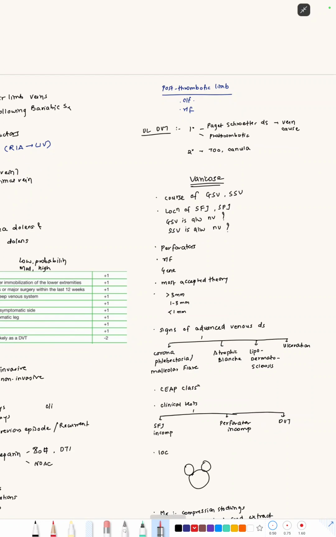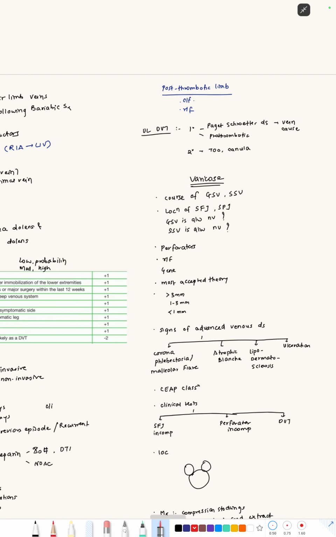Now another complication is the post-thrombotic limb. So what are the clinical features of the post-thrombotic limb? It is found in about 66% of individuals. Here varicosities can develop, that is varicose veins can happen, along with lipodermatosclerosis and pigmentation. The risk factors for this are proximal DVT, recurrent DVT, and subtherapeutic anticoagulation therapy that is given.